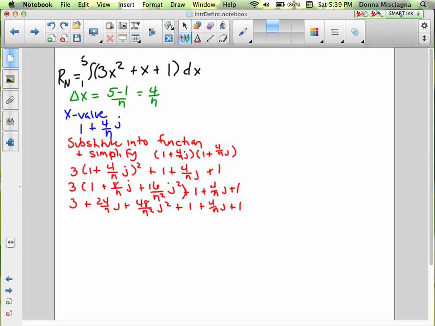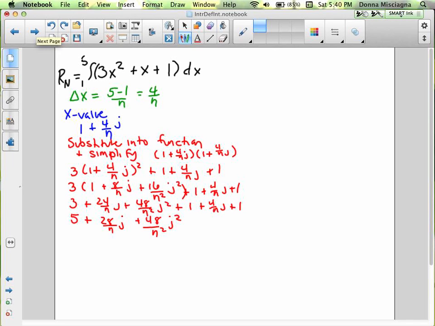We can combine the things over nj, and we can combine the constants, the 3, the 1, that's 5. 24 over nj plus 4 over nj is 28 over nj. We're just adding fractions. And then we have plus 48 over n squared j squared. So now we have simplified.